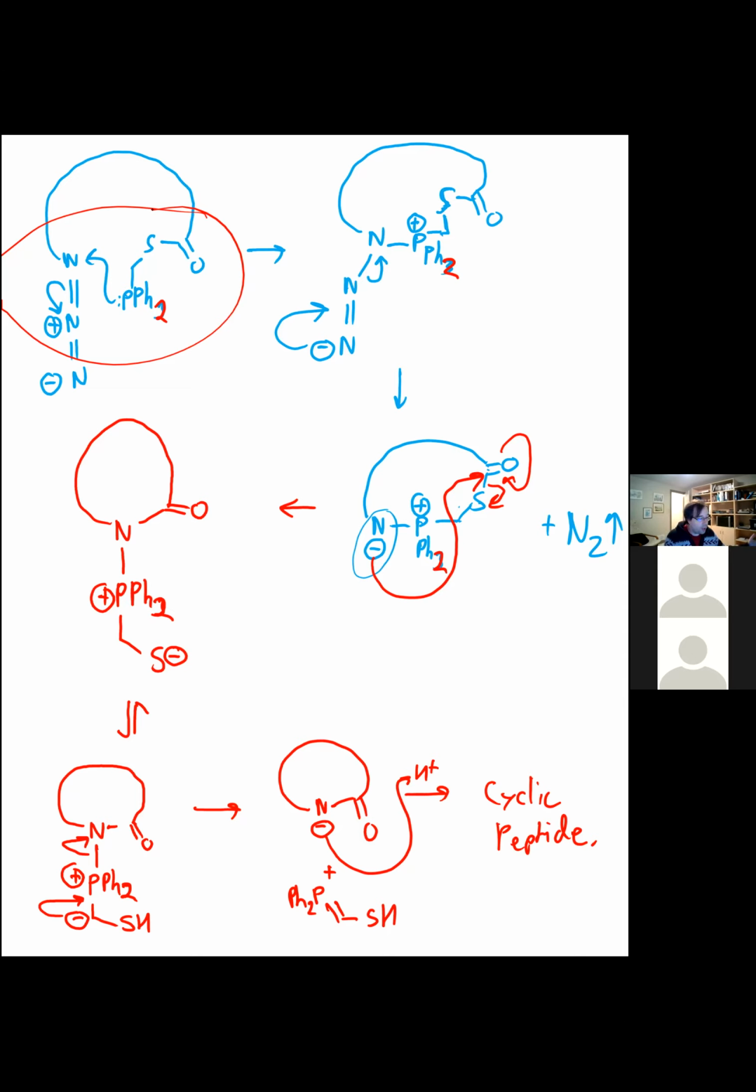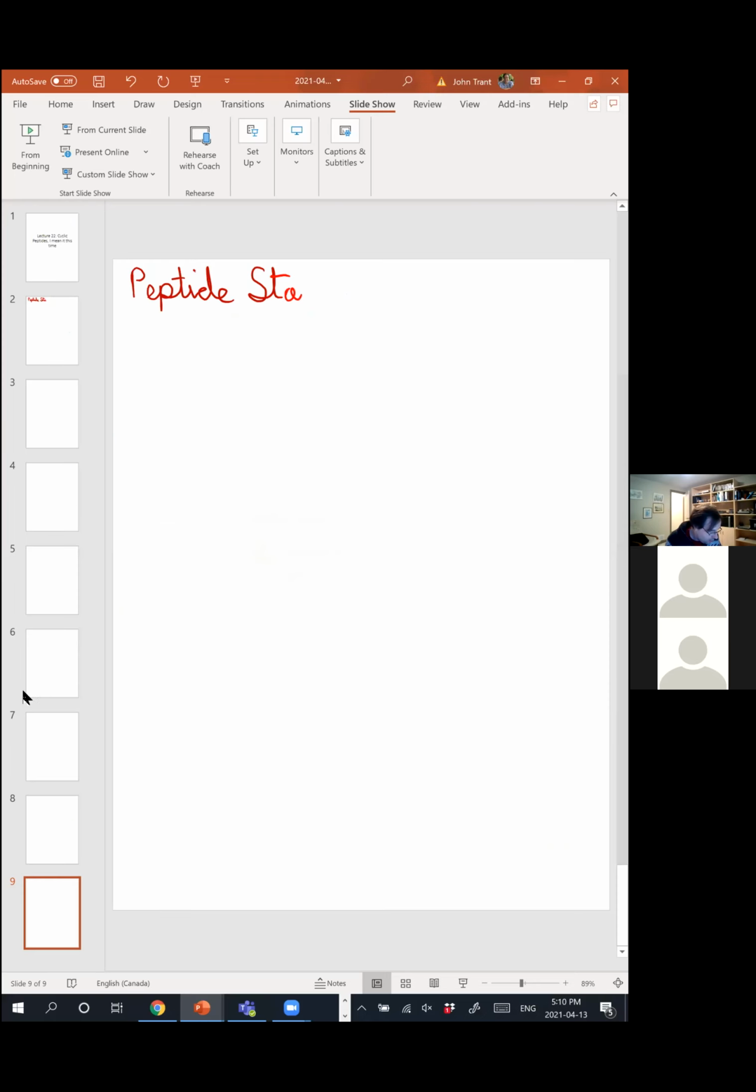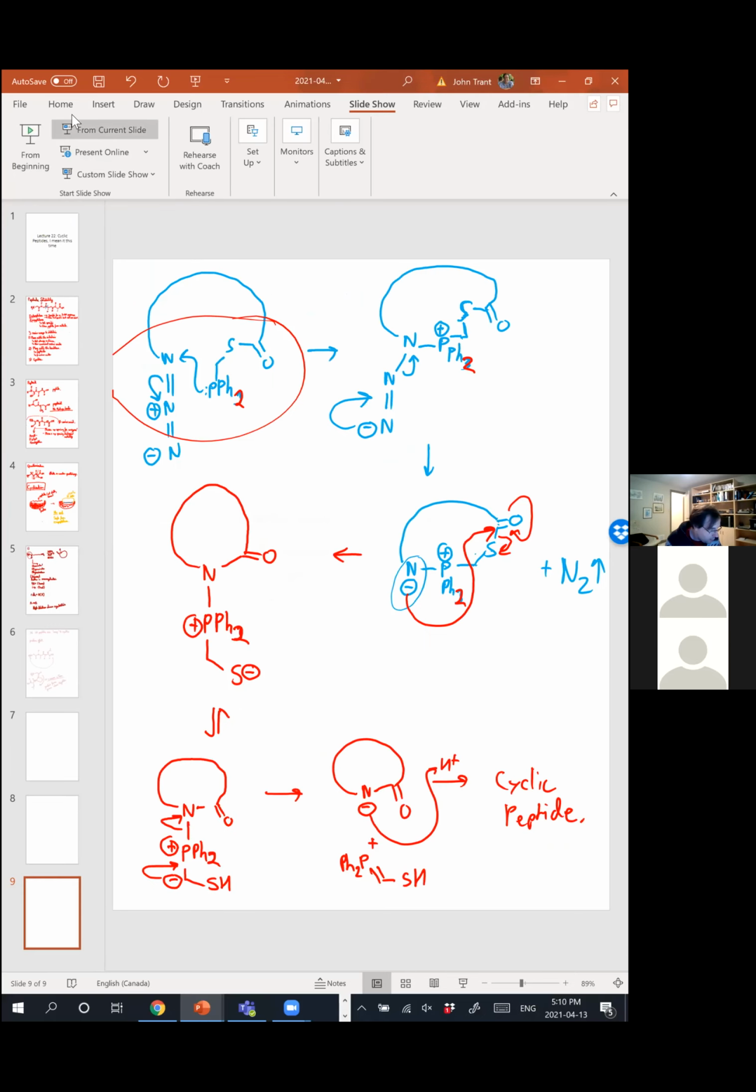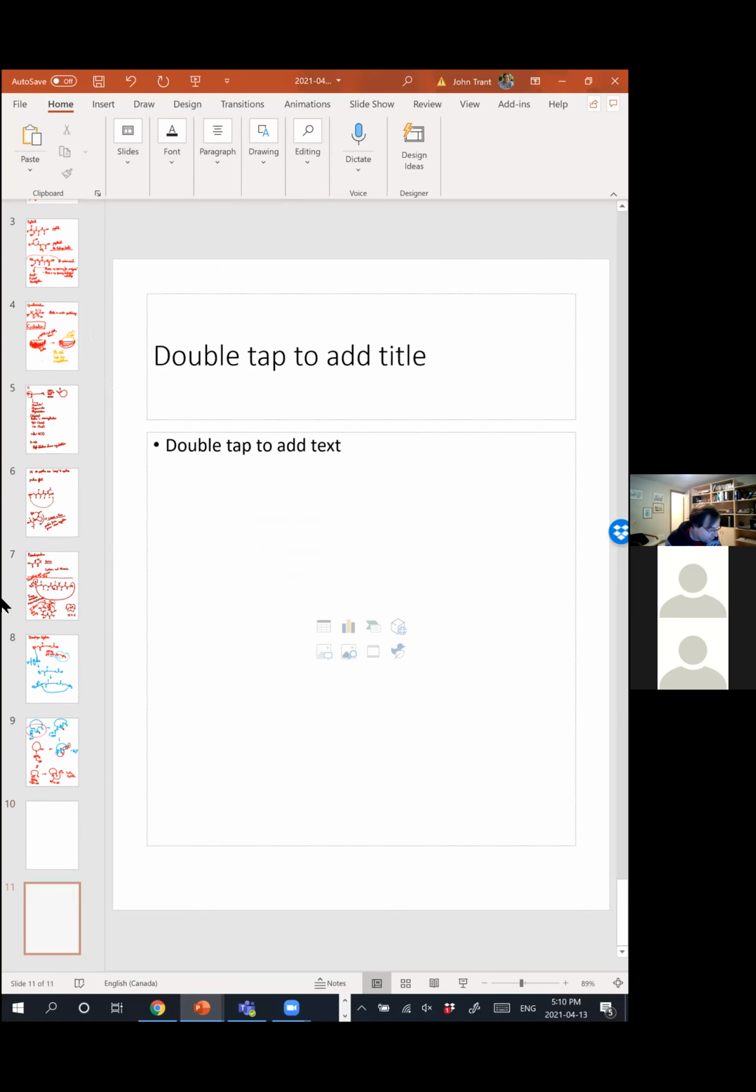So the last thing I want to touch on with peptide cyclization is, I need to add more slides. Yeah, keep, please. That'll do us.